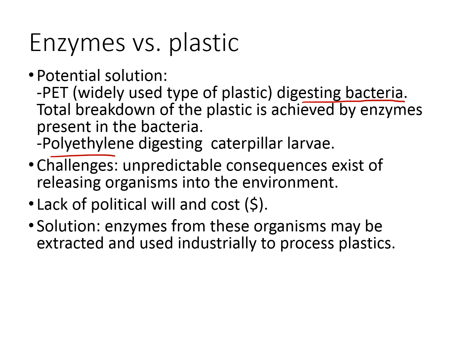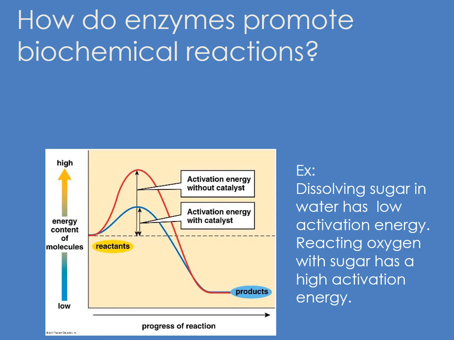Solution. Enzymes from these organisms may be extracted. First, they have to be identified, and then we can extract them or just use industrial processes to make these enzymes. Then we would industrially process these plastics, which would essentially mean mixing these enzymes with the plastics, and then they get broken down into their constituent monomers.